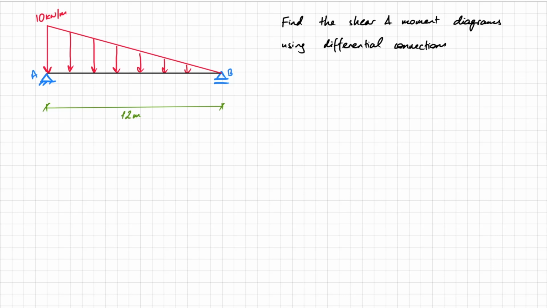So you can see here it's a simply supported beam with a pin support at A, a roller support at B, a total span of 12 meters, and a distributed load that goes from 10 kilonewtons per meter at A to 0 at B. So the first thing we're going to want to do is find the reactions.